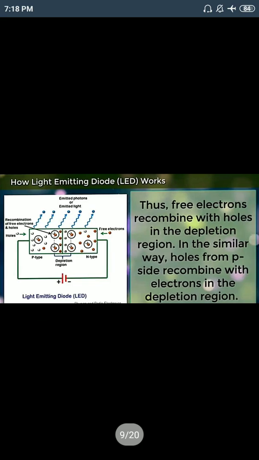Thus, the free electrons recombine with holes inside the depletion region. In a similar way, holes from the P side recombine with electrons in the depletion region. This recombination takes place on both sides, because the depletion layer is present on both sides near the junction, a little bit inside the P side, and the other is the N side. So in both sides, in the depletion region, this recombination of free electrons and holes takes place.